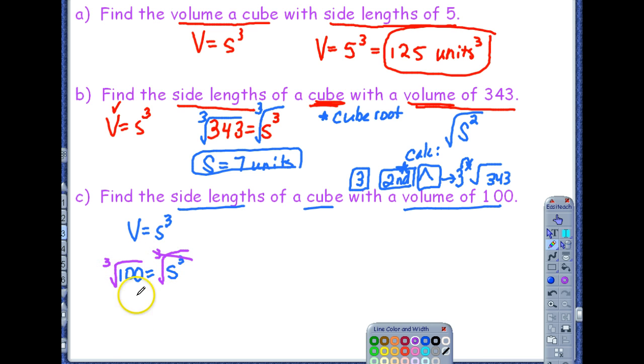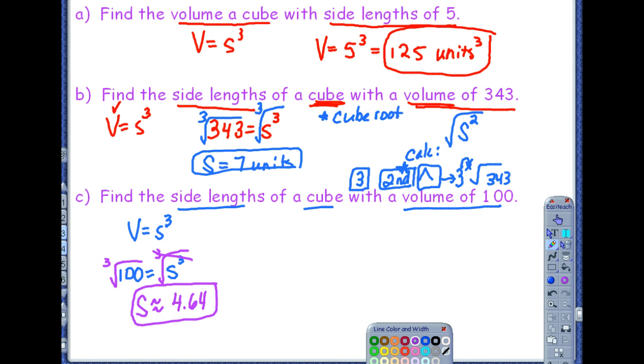This will cancel out. And when you take the cube root of 100, now this isn't going to be exact. It's about 4.64, and we'll be okay with you leaving a rounded answer on that one. Now, this idea of cube root is something you're going to see again when we get to a sphere. So just something to be aware of.